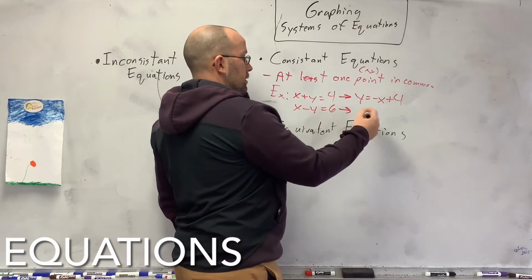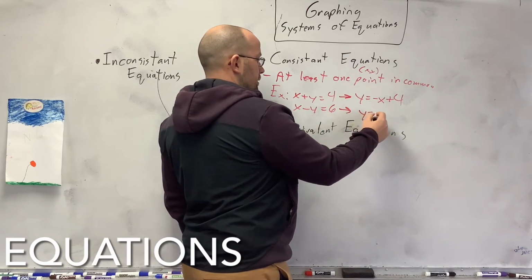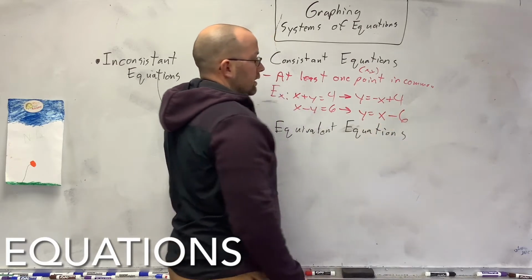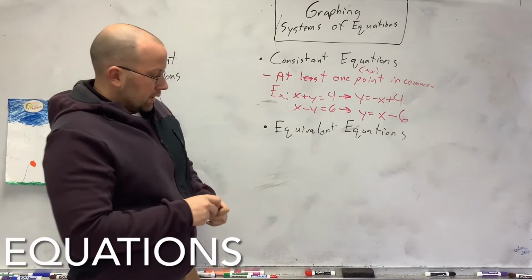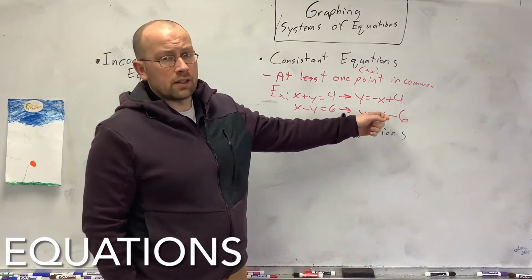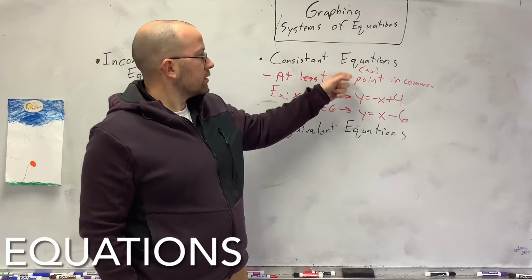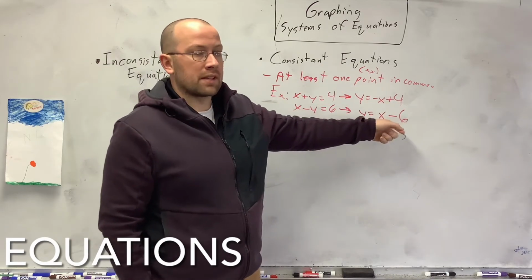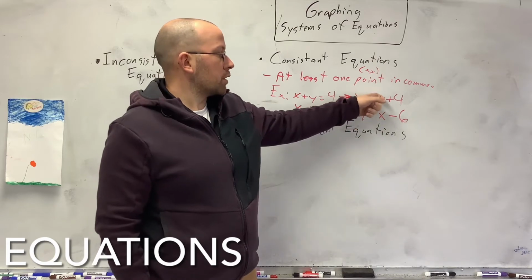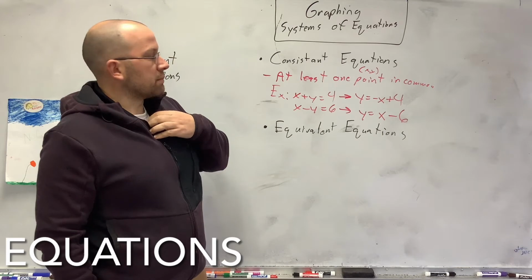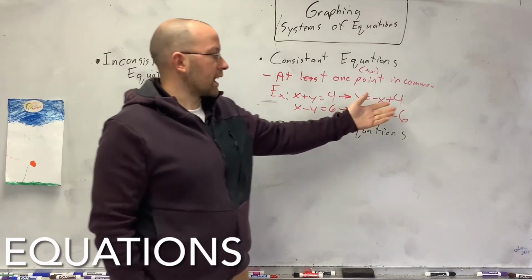Alright, switch this over and I get y equals x minus 6. Alright, so if my slopes are different, I'm going to have a consistent equation. It doesn't matter if their y-intercepts are the same. In this case, if their slopes are different, it's going to be a consistent equation. There's nothing in common here.